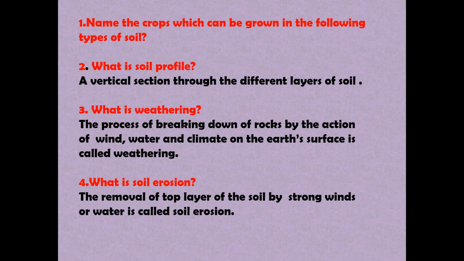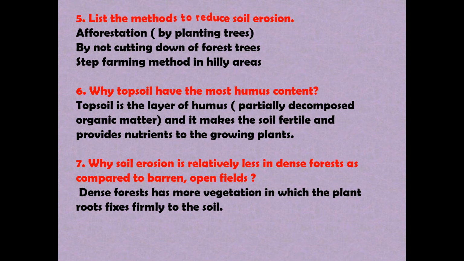Let's move on to the next set of questions. Here is your question. List the methods to reduce soil erosion. Afforestation, that means planting trees and not cutting down forest trees. Step farming method in hilly areas.